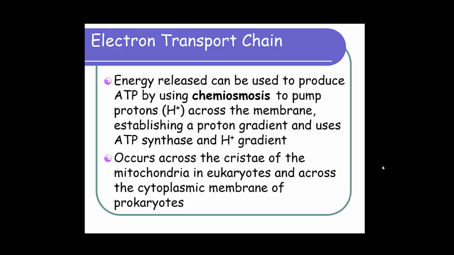The electron transport chain occurs across the cristae of the mitochondria, that inner membrane of the mitochondria in eukaryotic cells, and across the cytoplasmic membrane of prokaryotes. Prokaryotes don't have a mitochondria. Electron transport occurs across the membrane. The only membrane we have is the cell membrane in prokaryotic cells.